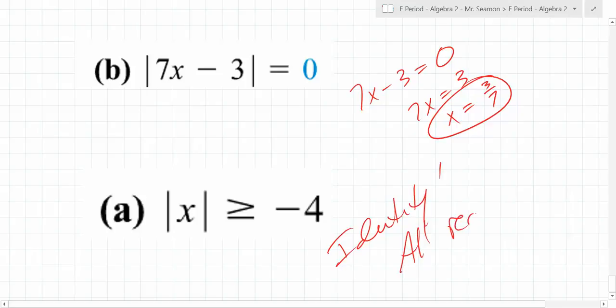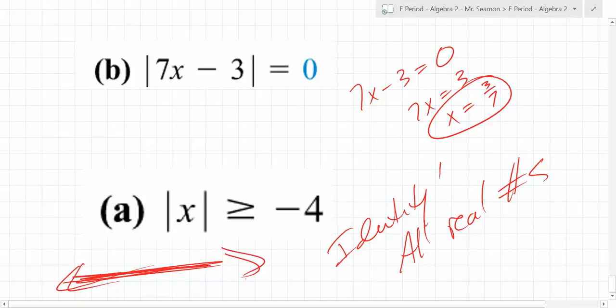All real numbers. What's the graph? It's the entire real number line. Any number you plug in, when you take the absolute value, is always going to be greater than negative 4. No solid dot, you just say all real numbers. All of them. Identity. You remember? Yeah. We have identity.